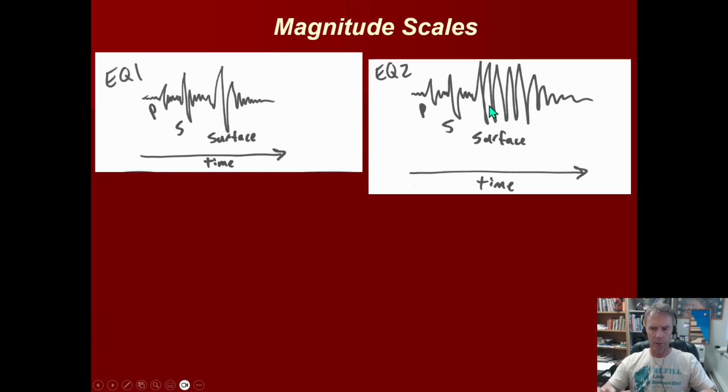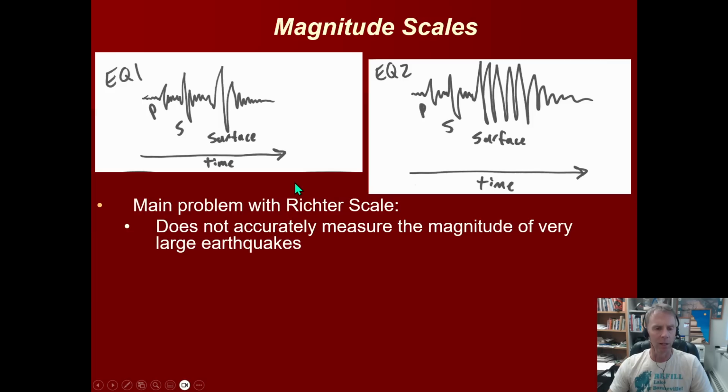That's harder on the buildings and the infrastructure that's trying to stay put. So earthquake number 2 is larger than earthquake number 1 in terms of energy, and yet the Richter scale will tell us that they're the same. So there's a problem with the Richter scale. For very large earthquakes, it works fine. For small earthquakes, it works well. So all we've done basically is tweak it a little bit.